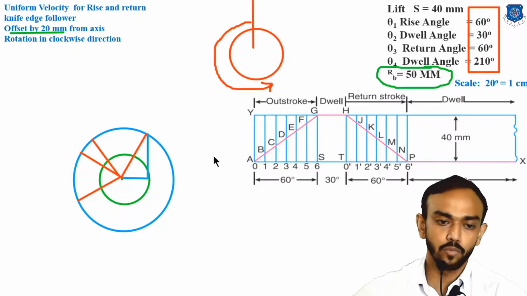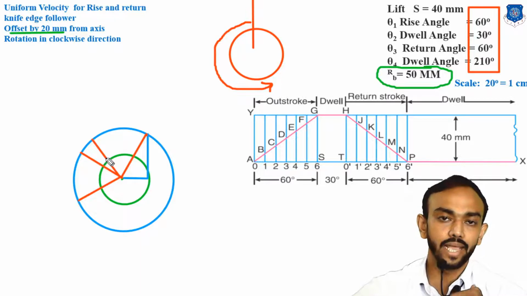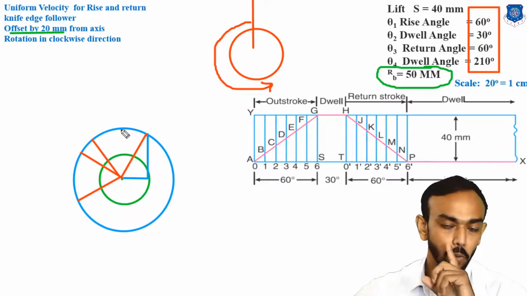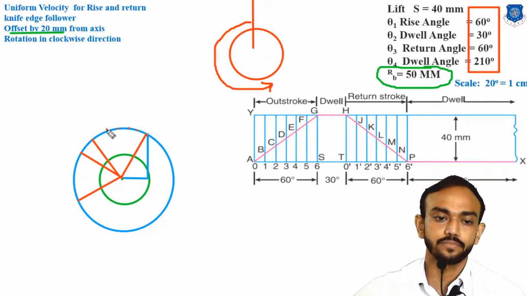After that, you know that we are going to divide the rise and return in 6 parts. But don't make the lines here because we are going to make tangents only. First of all I will divide this into 6 parts using a protractor. So I have divided this rise and return into 6 parts, and now I am going to draw the lines.